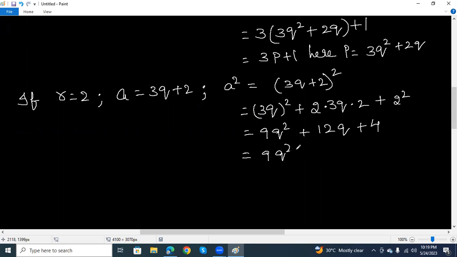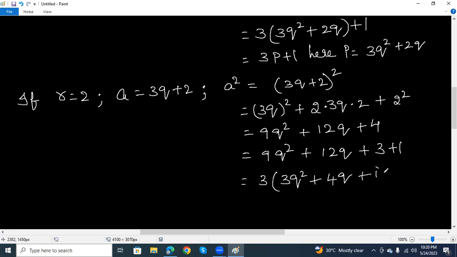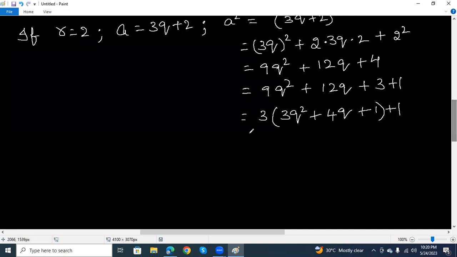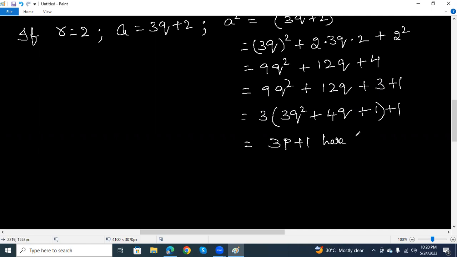In the 4, 3 doesn't go, right? So let's split this as 3 plus 1. Same trick, now we can take 3 common. So 9q square plus 12q plus 3, and then 1 is left. So 3 times 3q square plus 4q plus 1, plus 1. It's like the 3p plus 1 form. Here the p value is the whole thing, 3q square plus 4q plus 1.